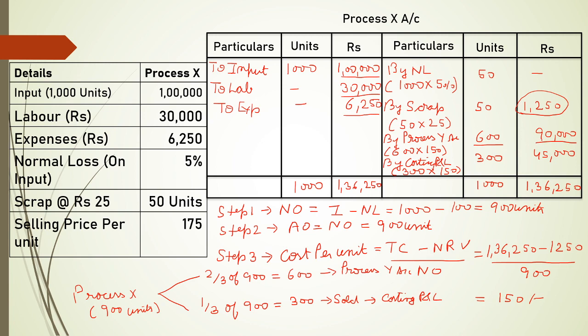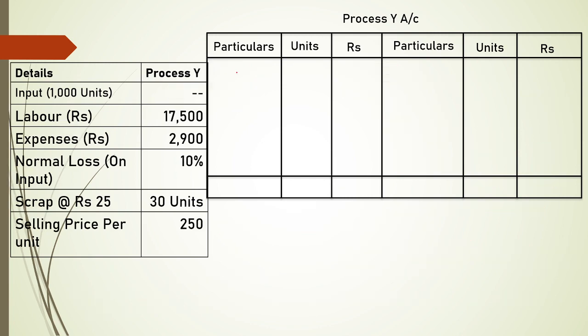Now these 600 units are transferred to process Y for further processing, costing rupees 90,000. So when we prepare the process Y account, first we have to include the inputs that are transferred from process X account. So to process X account, our units are 600, costing rupees 90,000. The additional expenses in process Y include labor cost, that is 17,500, and expenses 2,900.